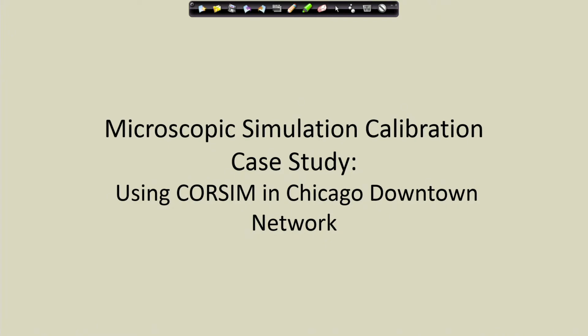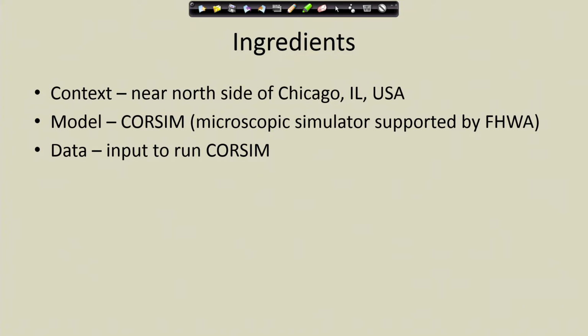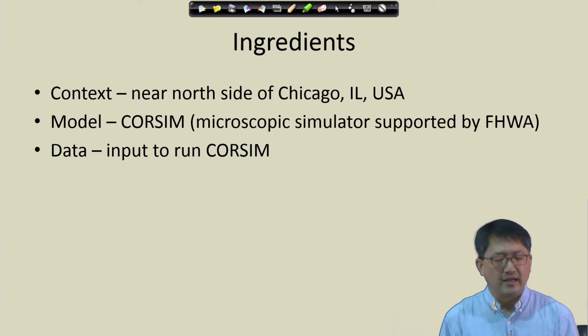And validation, we call it. Let's see how we did it. Nice picture. Chicago downtown area. So we actually studied the Chicago downtown area. We were looking at the north side of Chicago area, and we used the CORSIM model, and we collected the data for CORSIM to run.